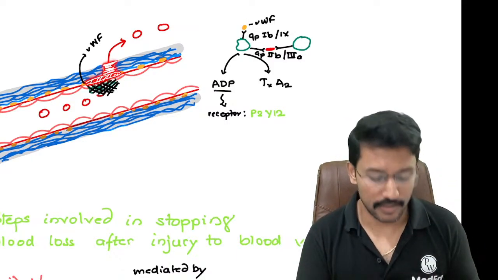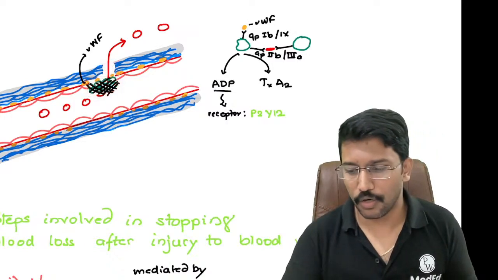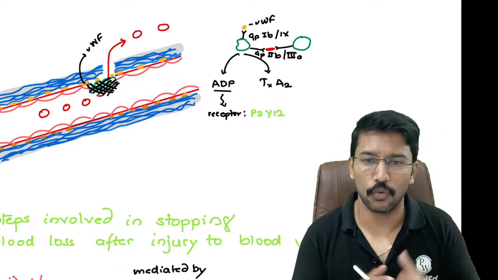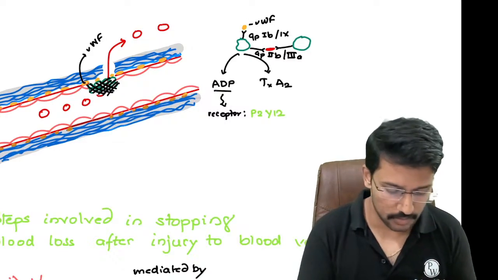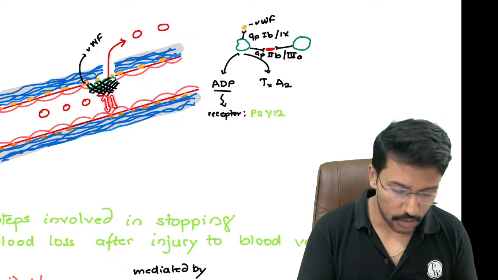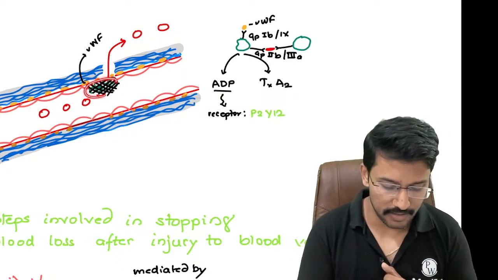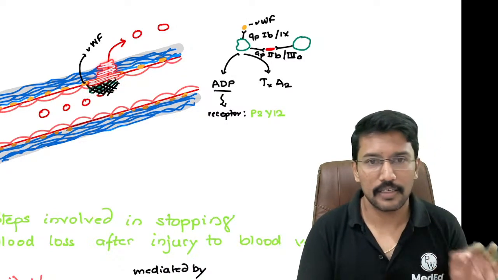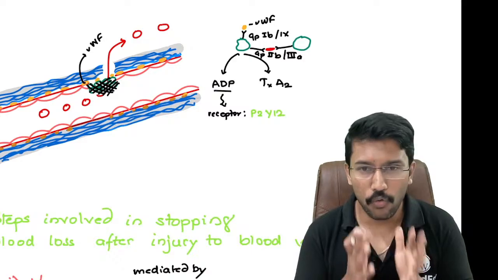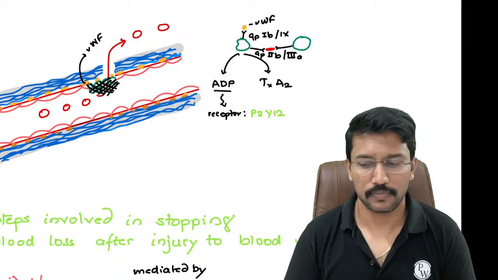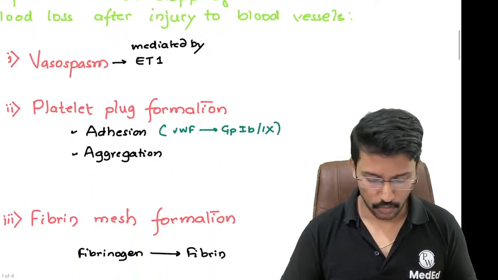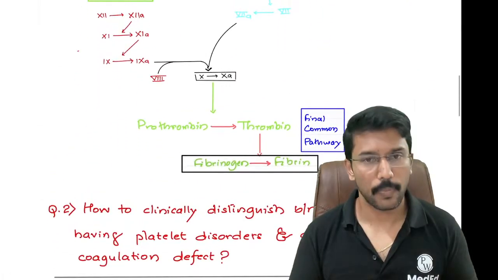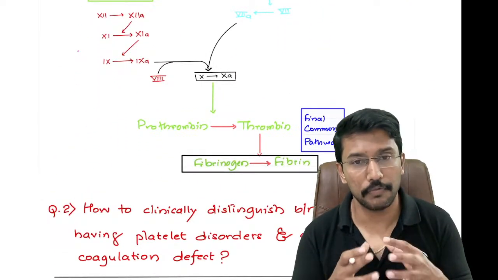Once that is repaired, should this clot stay there or should it go? What do you think? It should not stay, right? Because it is literally narrowing the blood vessel lumen. So this should be cleared once its job is done. Once the blood vessel is healed, this clot should be cleared. So how do we clear this clot? How do we clear it once we have created fibrin?